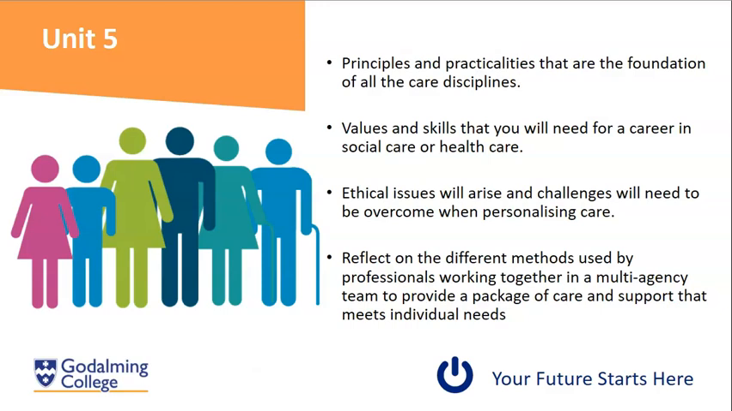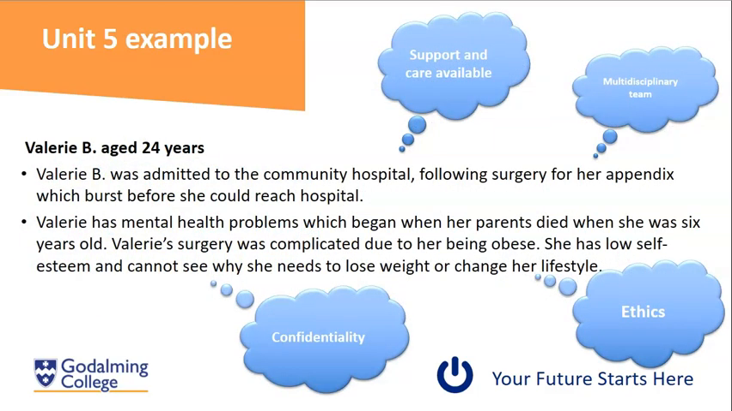An example of what you'll have to do in Unit 5 is you'll be given scenarios. So for example, here we've got Valerie B. Now this is a made-up scenario, but it could happen in a hospital. Valerie is 24 years old and she was admitted to the community hospital because her appendix burst before she could reach hospital. She has mental health problems which began when her parents died when she was 6 years old. Her surgery was complicated due to her being obese, and she has low self-esteem and can't see why she needs to lose weight or change her lifestyle.